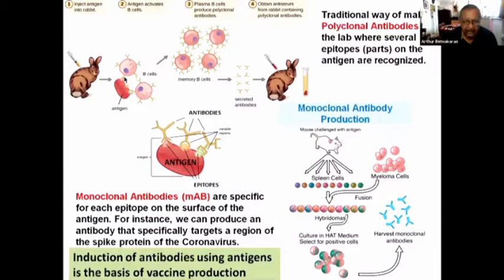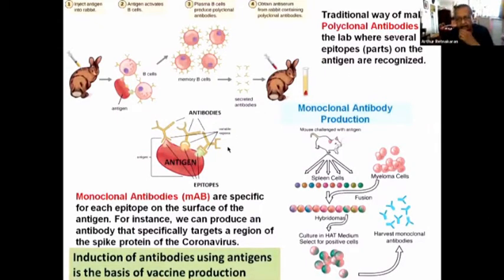Now, if you look at the antigen, it may be a single protein, but it will have different areas for which the antibodies can be produced. These areas are called epitopes, and these epitopes are on the surface of the protein. And each of these antibodies will attack one epitope. So what you have is a collection of antibodies called polyclonal antibodies, where several epitopes of the antigen are recognized.